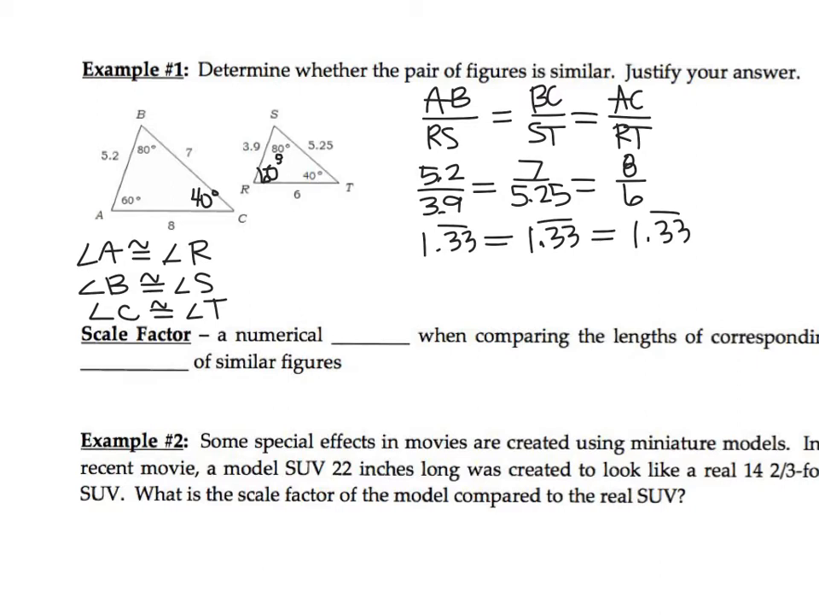So all of the ratios of corresponding sides are the same, which means my sides are proportional. So I have corresponding angles congruent, I have my corresponding sides proportional. So yes, these figures are similar, and then the justification would be this work we have showing corresponding angles being congruent and our corresponding sides being proportional.